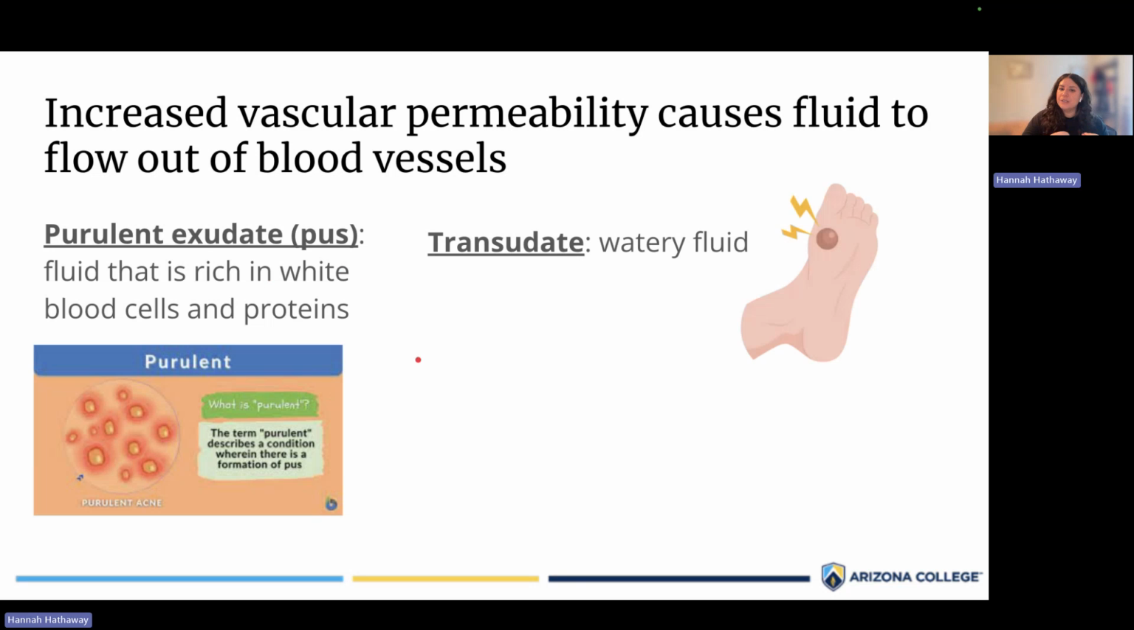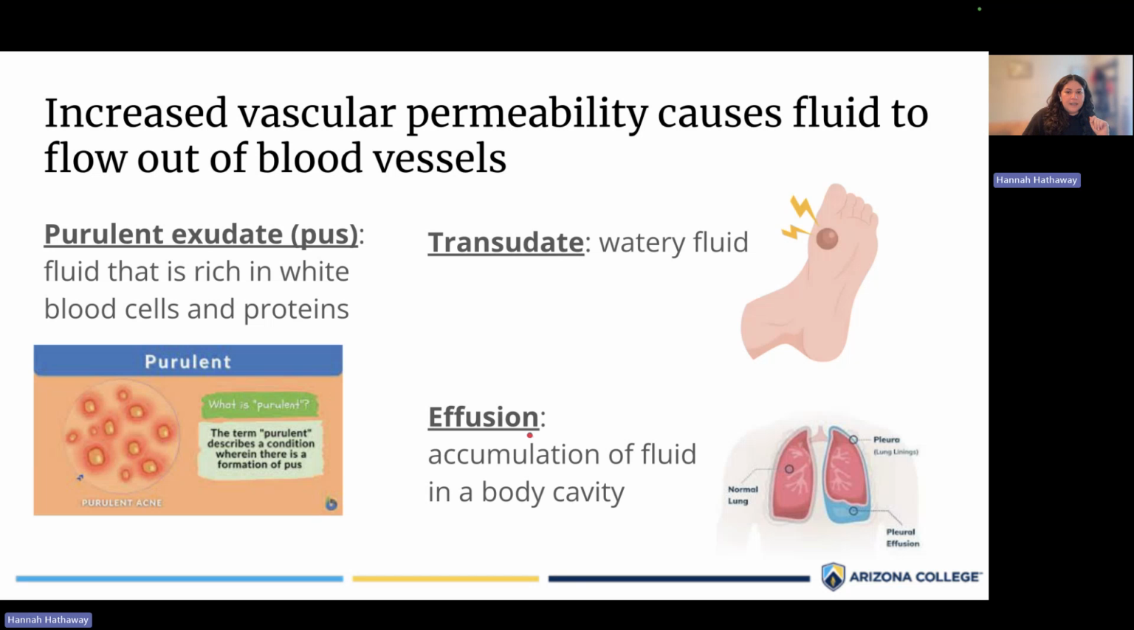That's a little bit different than another type of fluid, which we call transudate. This is a watery fluid that doesn't have any blood cells in it. So for example, if you have had a blister and that blister has some fluid in it, but it's not pus, it's not white fluid, it's a clear fluid, that's called transudate. Still caused by the same thing though, that increased vascular permeability. Just in this case, the permeability is a little bit less, so you don't also have white blood cells leaving, you just have fluid.